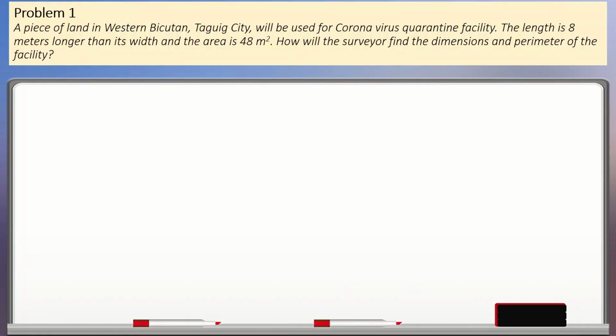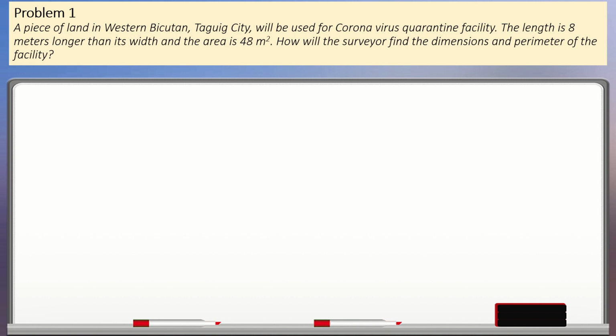Problem number 1. A piece of land in Western Bicutan, Taguig City will be used for coronavirus quarantine facility. The land is 8 meters longer than its width, and the area is 48 square meters. How will the surveyor find the dimension and the perimeter of the facility?